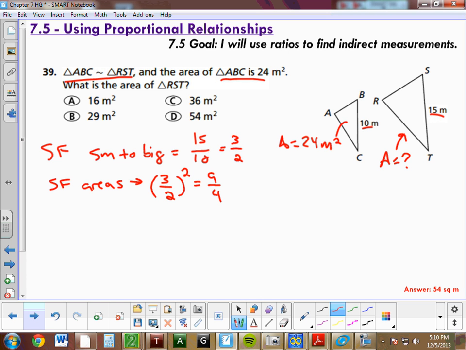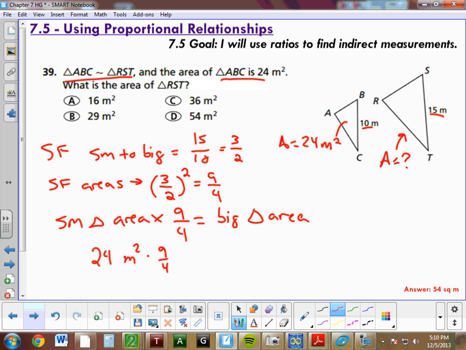If I take the small triangle area times 9/4, I should get the big triangle's area. That's what a scale factor helps you do. So the small triangle's area is 24. If I multiply that, it's 24 meters squared, I should say. If I multiply that by 9/4, I should get the area of the big triangle.